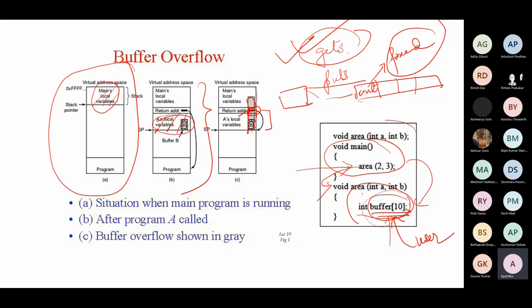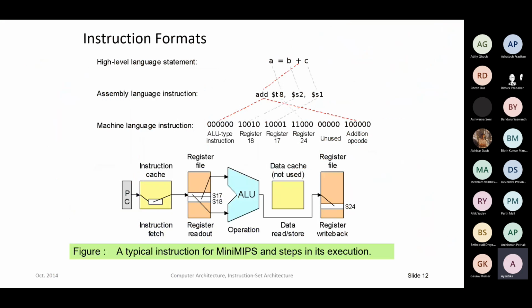Initially, there was a plan that the main function will complete the execution of function A, then it will come back to this return address. Return address means some address in the instruction memory, and from there it will come back here. This is the return address.